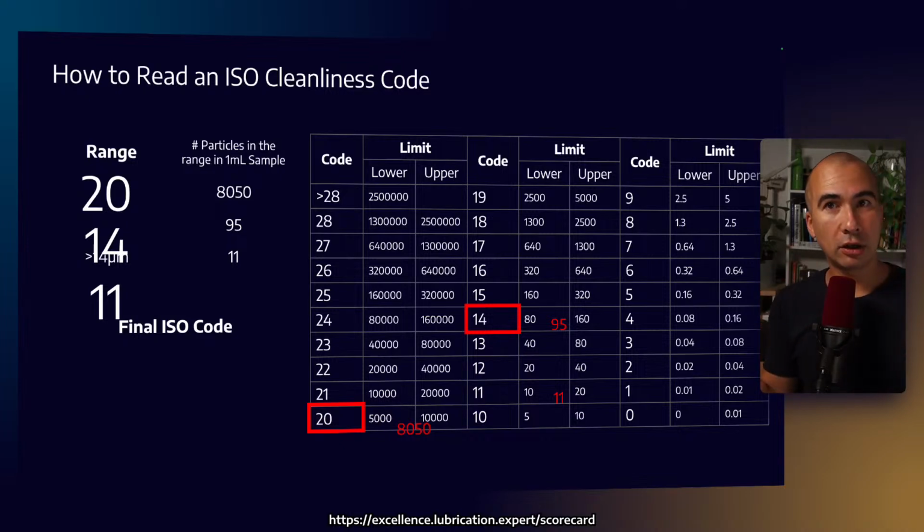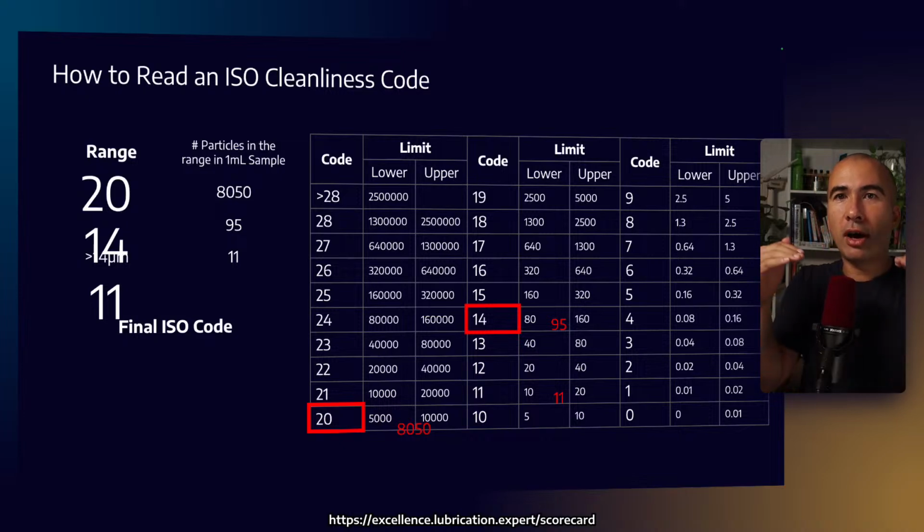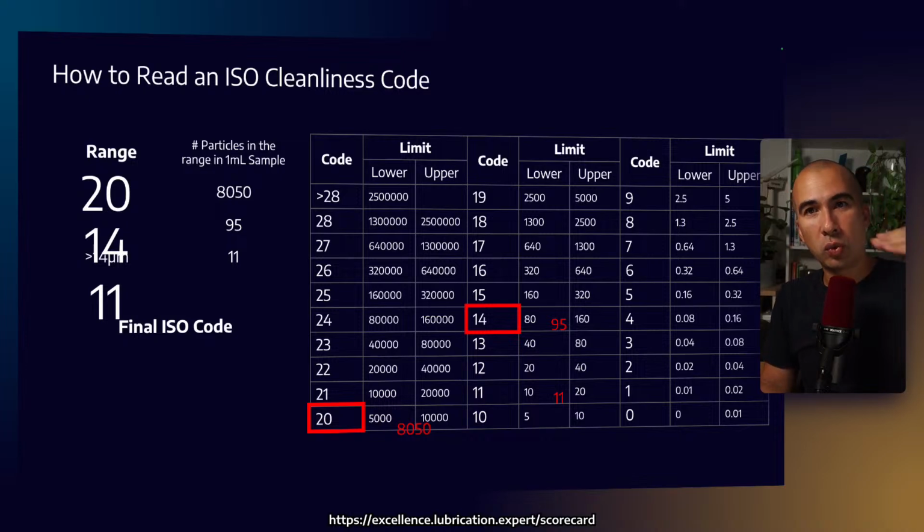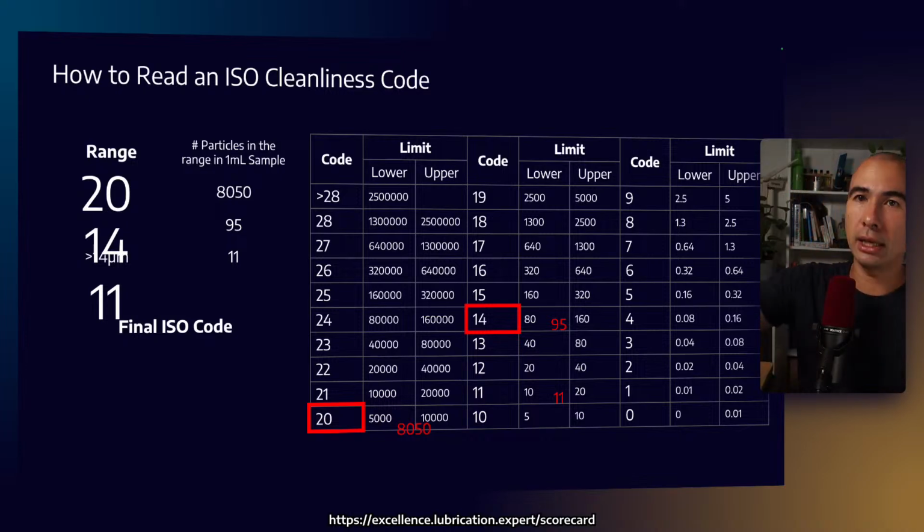Now, a couple of things that are important about this scale. When you look at the lower and upper limits, every time I go up by 1, the numbers double. So if I move from 20 to 21 in my ISO code, that is doubling the number of contaminants. So if I go from 20 to 22, that's 4 times the number of contaminants. So it's an exponential scale. It's not a linear scale. And this is a way that we can measure particulate contamination in our oil.